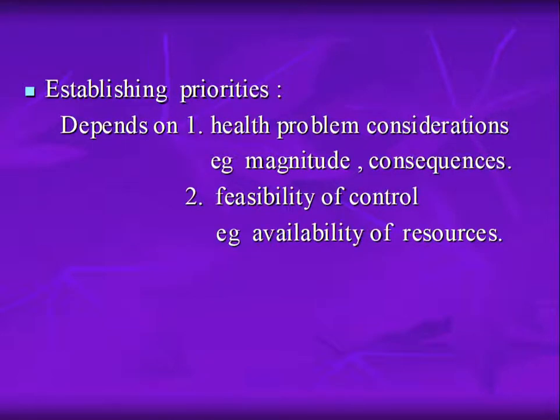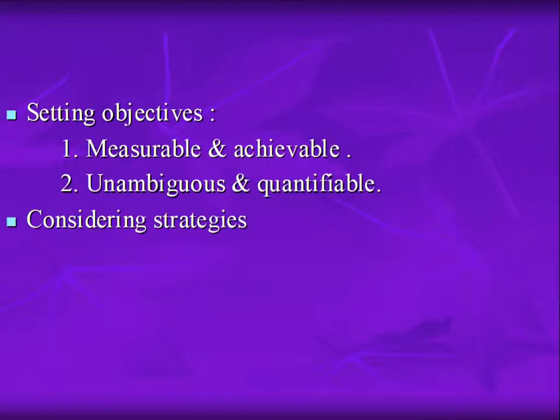It depends upon the health problem considerations: the magnitude of the problem in that community and the consequences of the problem in that community. The second one is feasibility of control, how best we can control the infection, that is, availability of resources. First you take the priorities regarding these diseases, and then set the objectives. The objectives should be measurable, achievable, unambiguous and quantifiable.